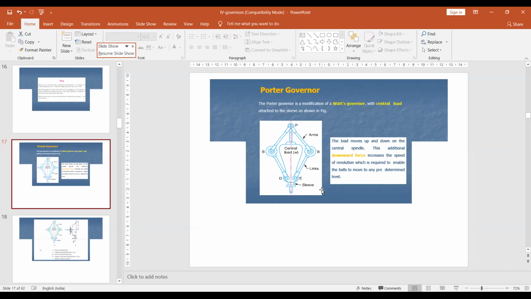Now all of you observe the diagram. Please respond. Are you visible? Is my screen visible? Porter governor.